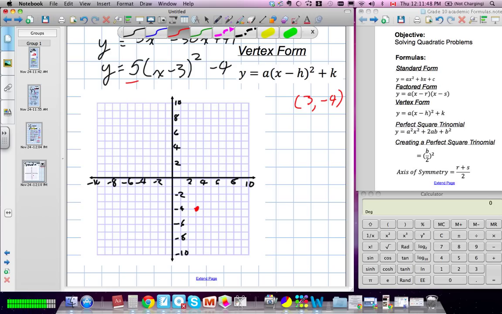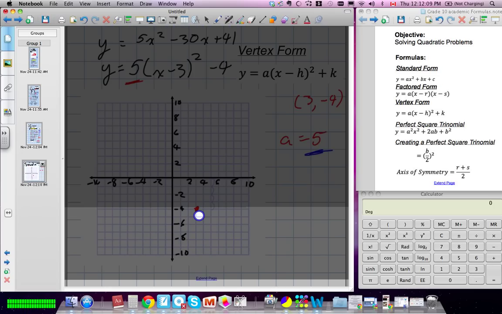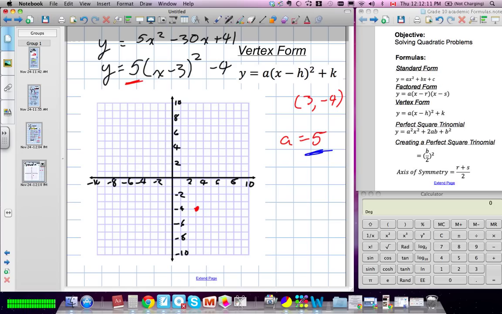Now, if you guys remember, our a value is 5. When we normally draw a parabola, we go over 1, and we square it to figure out how much we go up. So I'd go up 1. I'd go over 2, up 4. 1, 2, 3, 4. But because our a value is 5, whatever I go up by, I have to multiply by 5. So go over 1, and 1 times 5 is 5. So I go up 5. 1, 2, 3, 4, 5. So here's a new point.